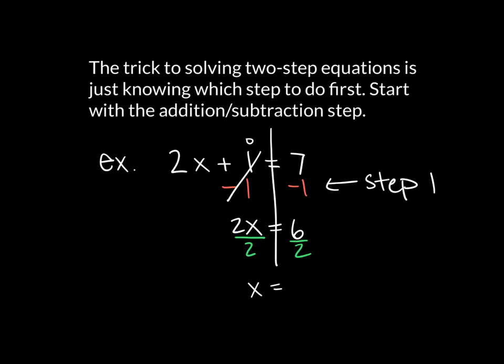2 divided by 2 is 1. So that gives us 1x left over. We bring down that 1x remaining, and 6 divided by 2 is 3. Our final answer is x equals 3.